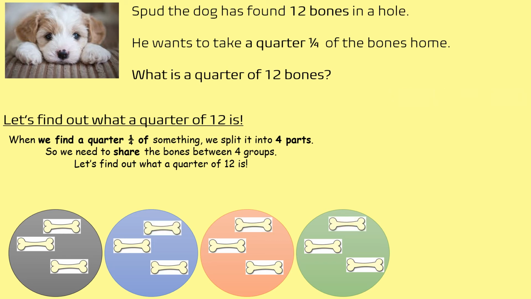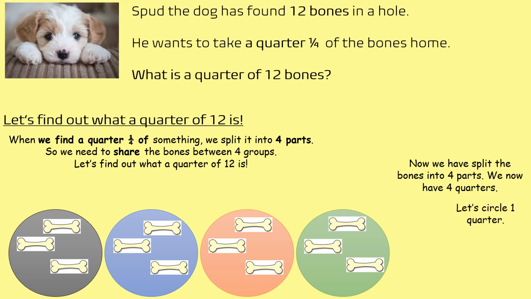What a brilliant job I am doing. Well done. So now I've shared out my 12 bones into 4 groups. And we know if we split something into 4 groups, we have split it into quarters. Okay? So now we have split the bones into 4 parts. We now have 4 quarters.